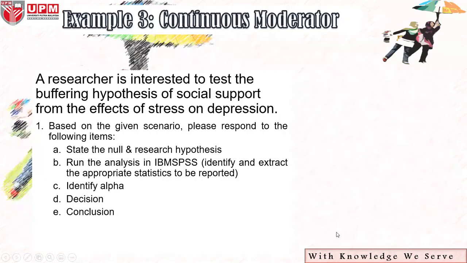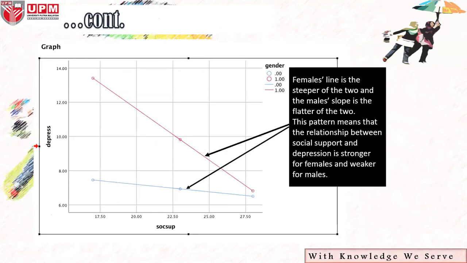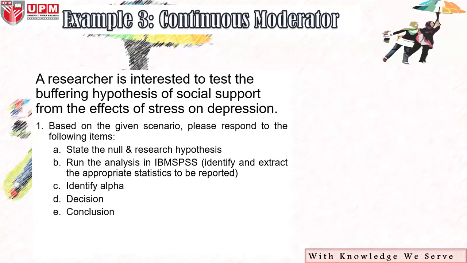Ni dia punya interpretation. Okay, any question? Boleh Nampak boleh guna dua-dua. OLS boleh guna proses makro pun boleh. Okay, next one for continuous moderator.